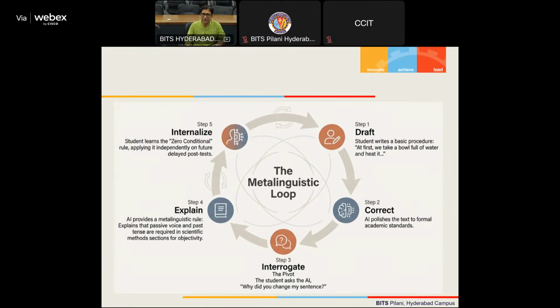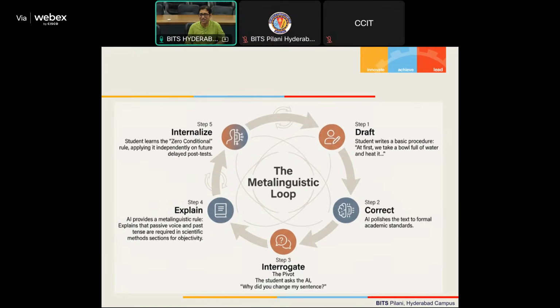Now, when you draft something, you write, let's say at first, we take a bowl full of water and heat it, and it tells you that in a formal context, in scientific writing, you use passive. So then you ask, why did you change my sentence to passive?